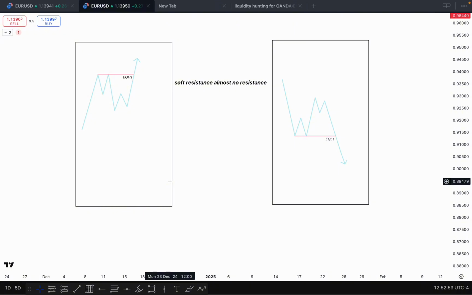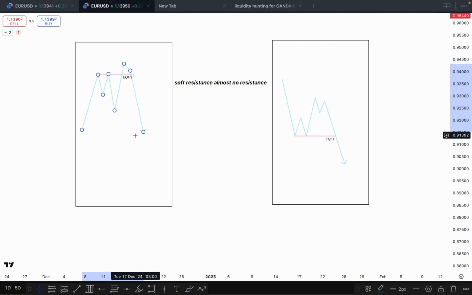If you are in a bullish day, or even a bearish day, equal highs can get swept, but it will not react like this; it will look more like this, if you know what I mean. So it takes out the equal highs, and after that it will reverse on a bearish day, but the equal highs are most likely to get hit.